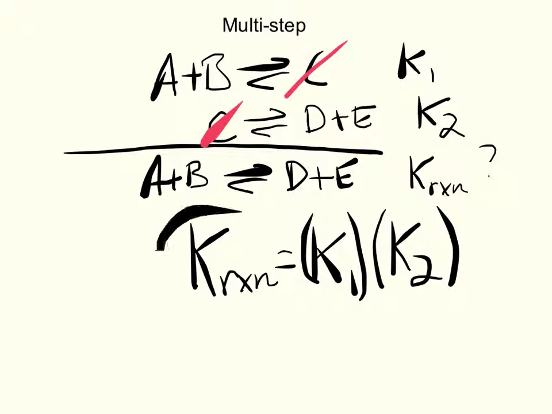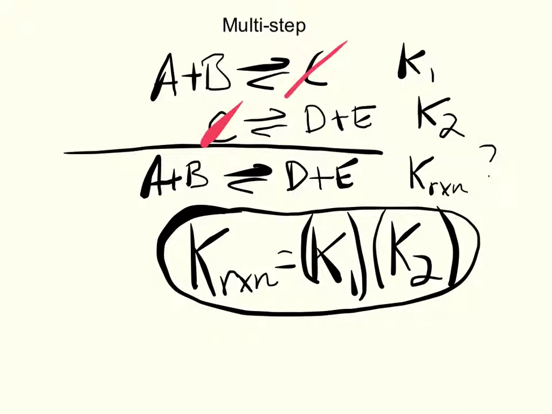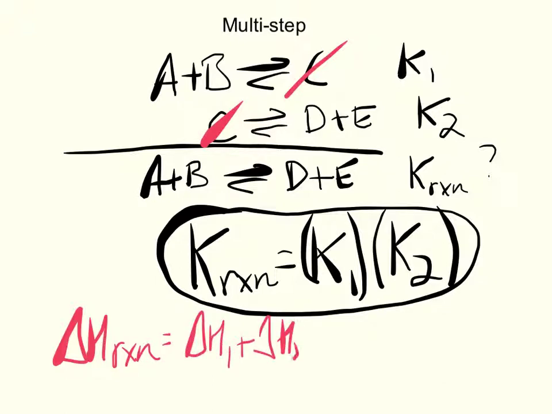Now, one thing to be aware of, this is different for enthalpies. Remember, for enthalpies, when we did delta H of a reaction, it was equal to delta H1 plus delta H2 plus delta H3. That is only true for enthalpy. It is not true for equilibrium constants. They are multiplied when it's equilibrium constants. And I'm not going to go over the derivation of that right now. Just got to remember it.